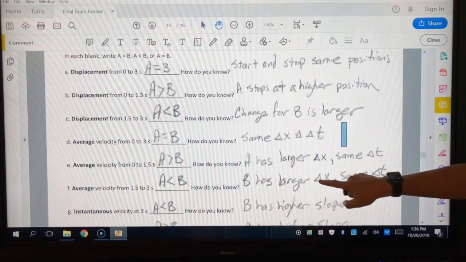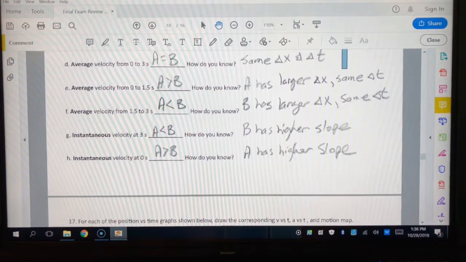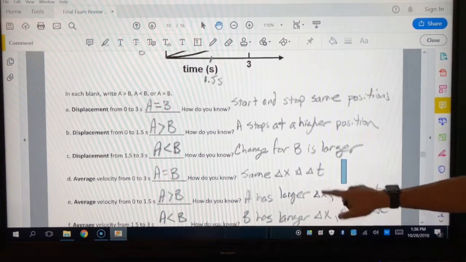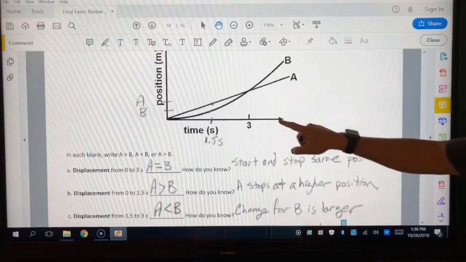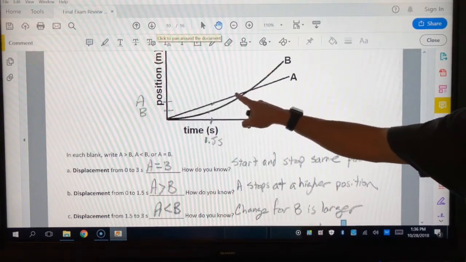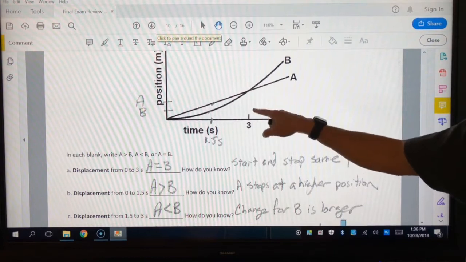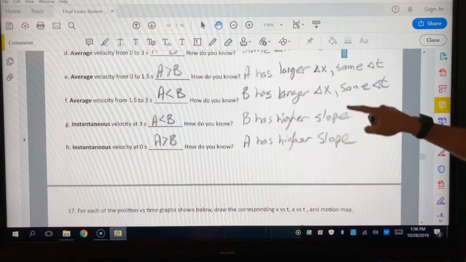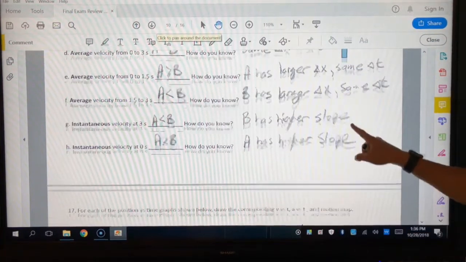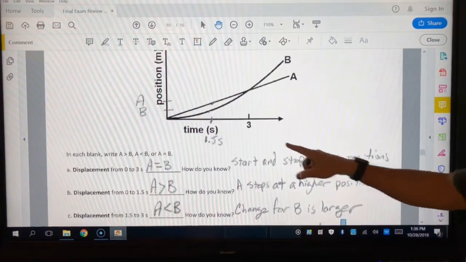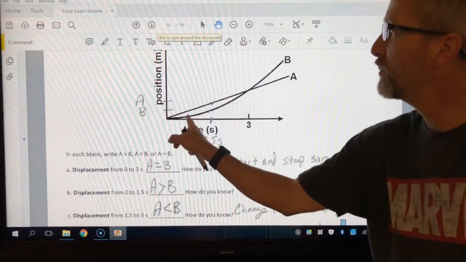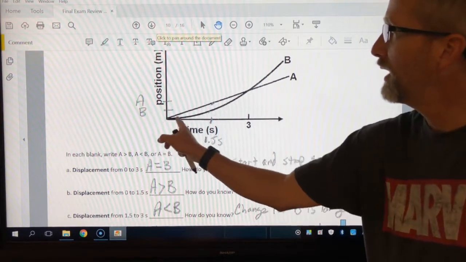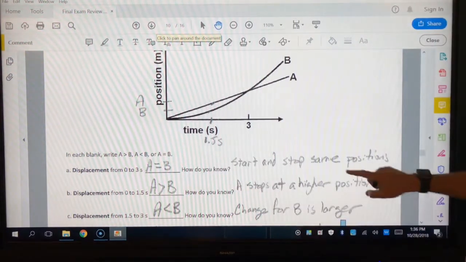Next thing we need to do is look at the instant velocity at 3 seconds. B has a bigger slope at 3 seconds. So when we go here, the slope for B is bigger than it is for A. So at 3 seconds, B has a much higher velocity. And the instantaneous velocity at 0 seconds is much bigger for A than it is for B. For B, it's about 0. So for A, it's bigger than the slope at 0 for B.